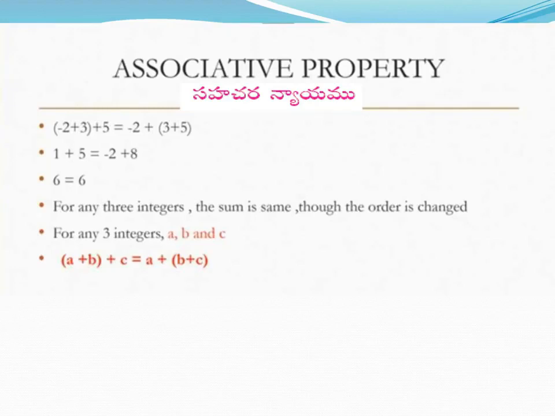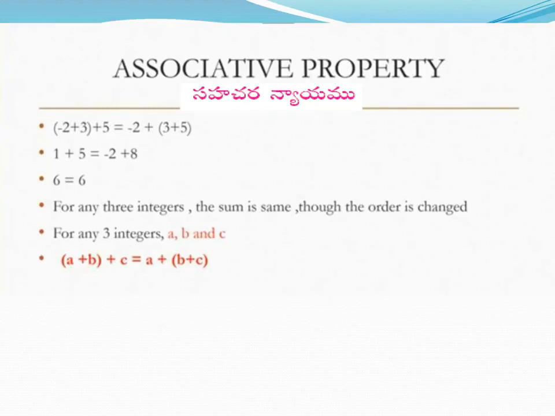Suppose we simplify. We will take the LHS. What is the LHS? (-2 + 3) + 5. From the LHS, first we solve what is contained in the brackets. So what is in the brackets is -2 + 3. -2 + 3 is equal to 1. Plus the remaining third integer, 5. The result of the brackets, 1, is added to the third integer 5. Then we will get 6.